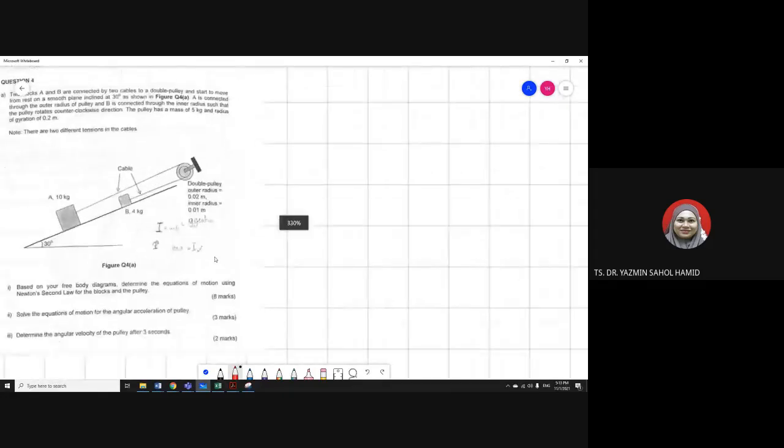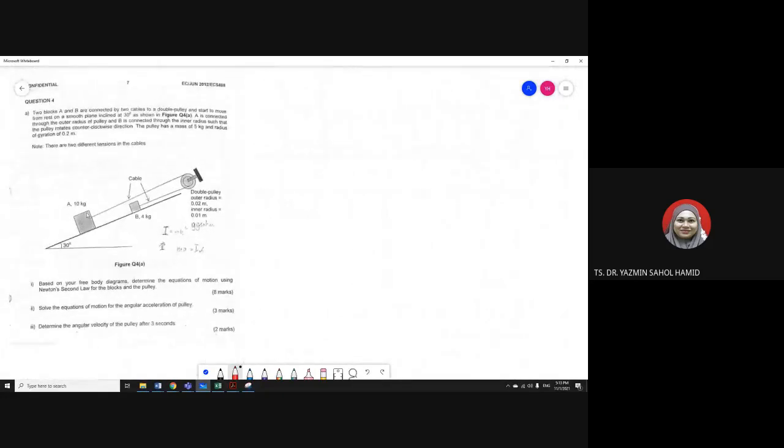All right, now this question is the same question. If you notice, the question is the same, based on the free body diagram. Determine the equation of motion using Newton's second law for the block.